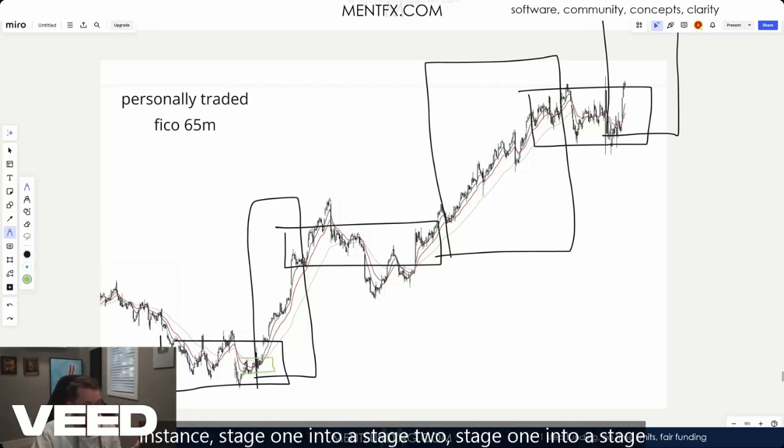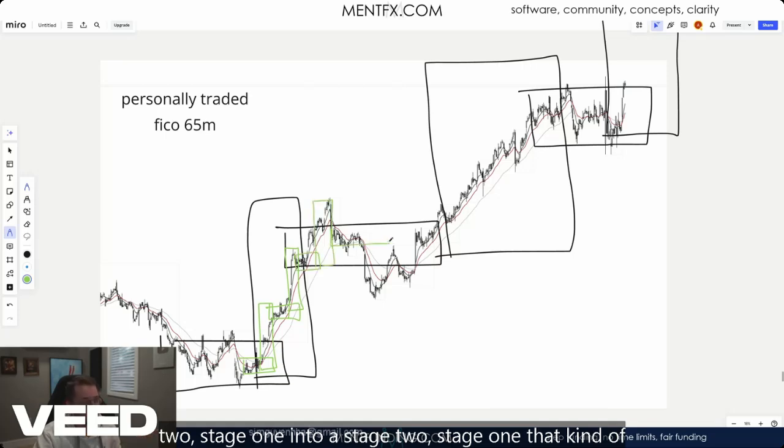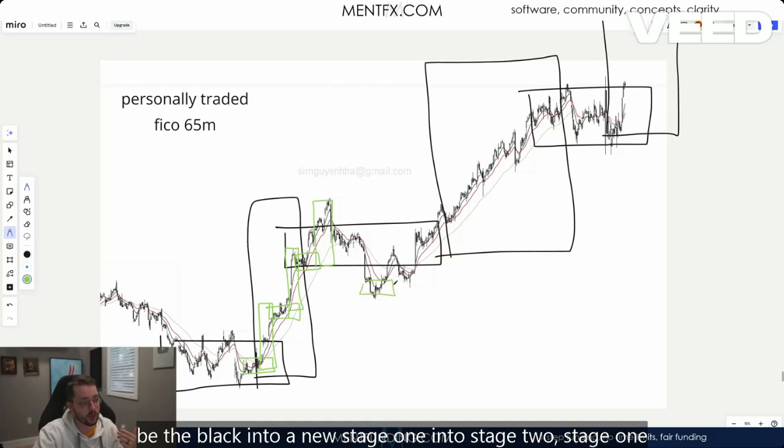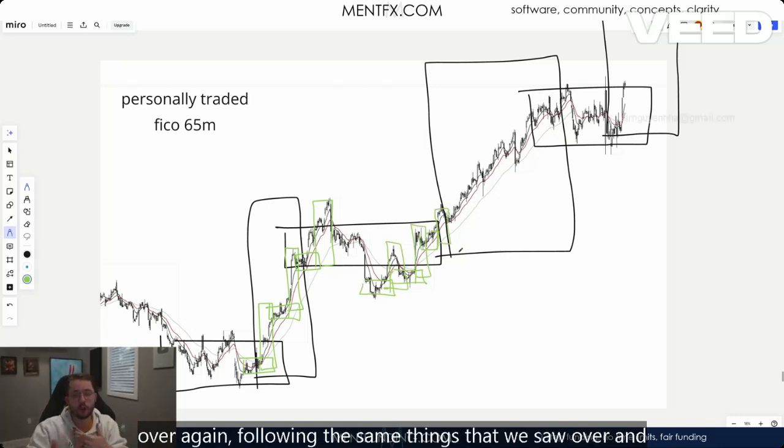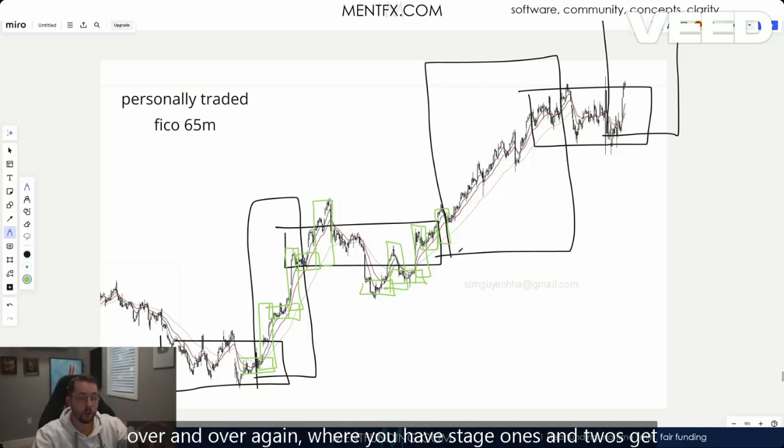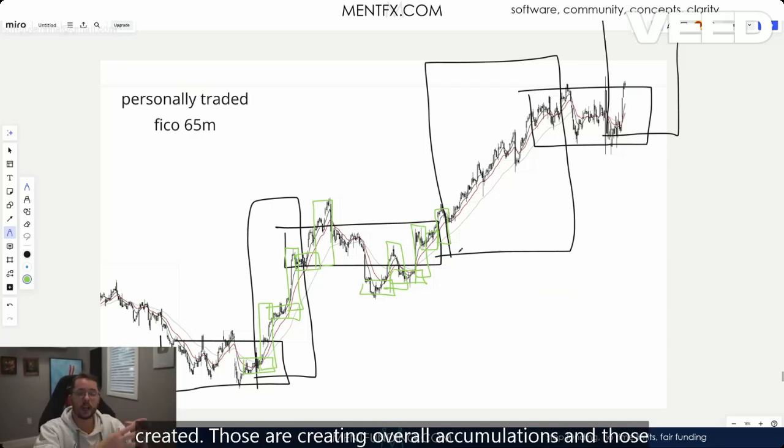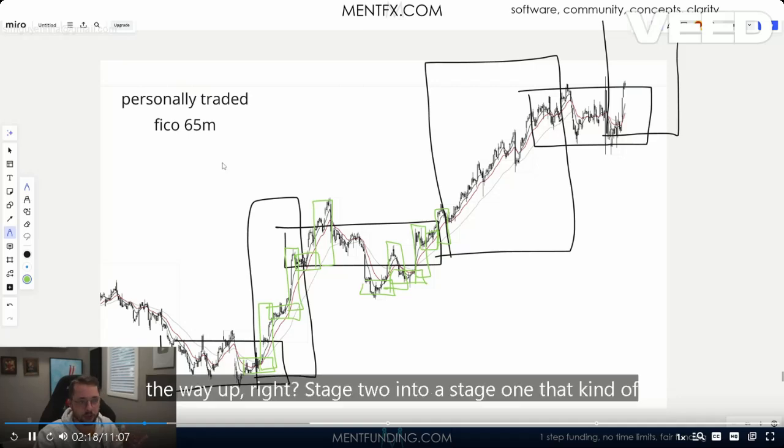Alternatively, if before this you started seeing your own things, you could have also pinpointed, for instance, stage one into a stage two, stage one into a stage two, stage one into a stage two, stage one that kind of failed down and became a longer term stage one, which would be the black, into a new stage one, into stage two, stage one, into stage two, over and over again, following the same things that we saw over and over again, where you have stage ones and twos get created. Those are creating overall accumulations, and those take the price higher.